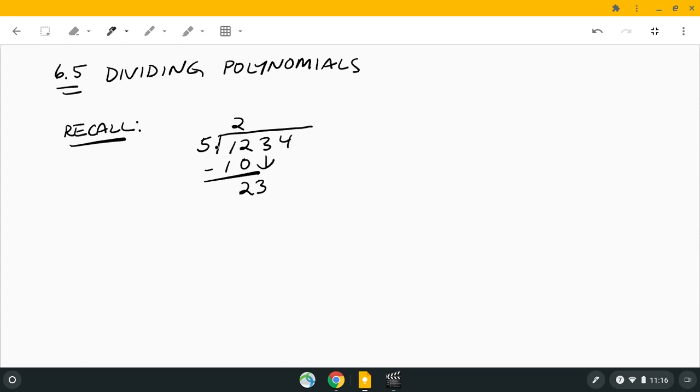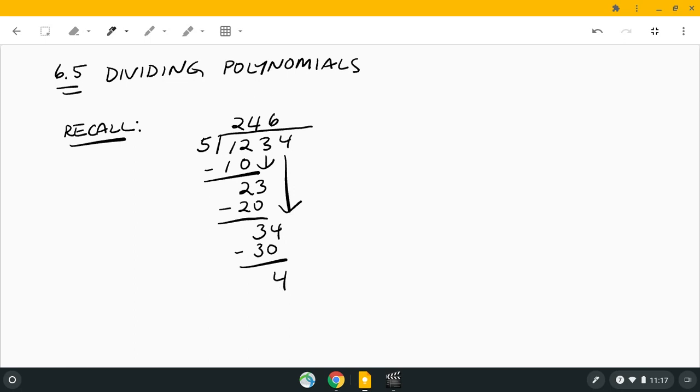Again, we ask ourselves 5 times what will give us 23, or close to it. That would be 4. 5 times 4, that's 20. I put the answer underneath here and subtract it, and then I bring down. Again, I ask myself 5 times what is 34, or close to it. That would be 6. And 5 times 6 is 30. I put the answer down here and subtract it.